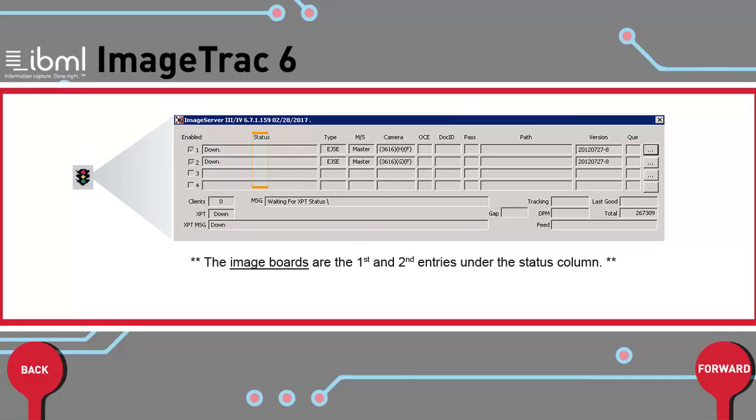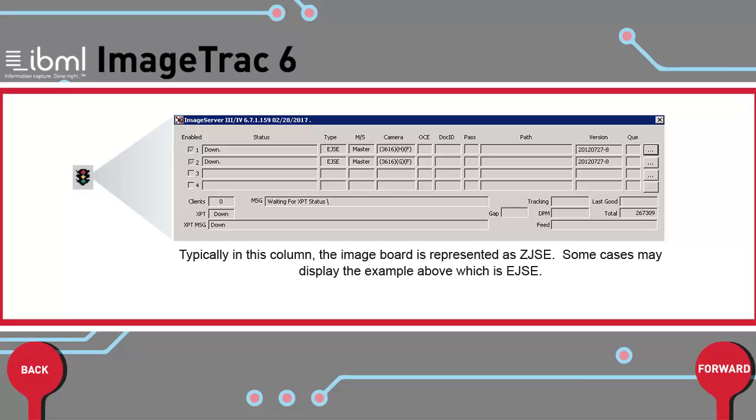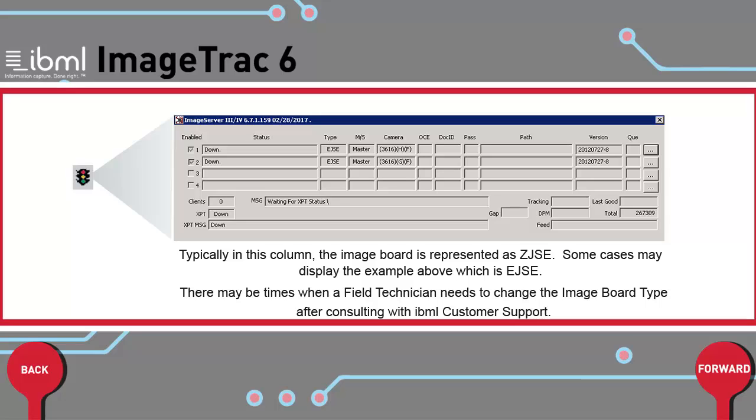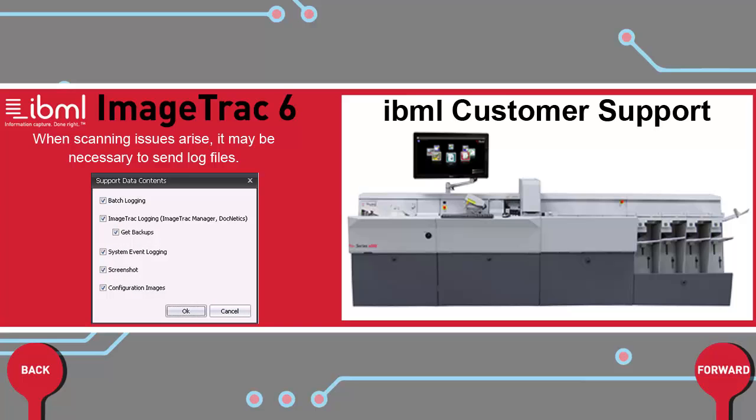The image boards are the first and second entries under the status column. On the Image Server display pane, you will also see a Type column. In this column, the image board type is represented as ZJSE. As a field technician, there may be times when you need to change the image board type after consulting with IBML customer support. In general, when scanning issues arise, it may be necessary to send log files to IBML customer support for troubleshooting.